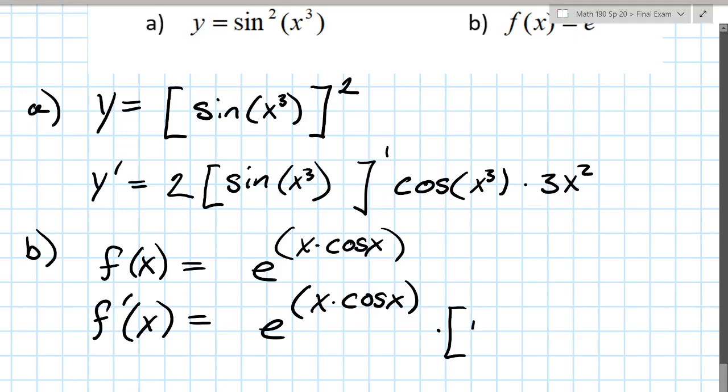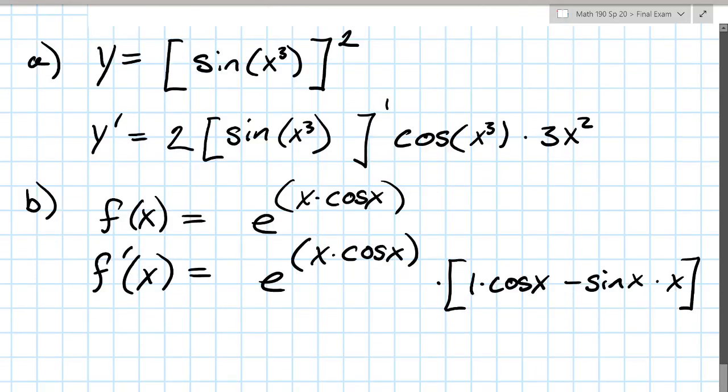Product rule is the derivative of the first times the second plus the derivative of the second times the first. Notice here the minus is from the derivative of the cosine, which is negative sine, and that's it for this problem.